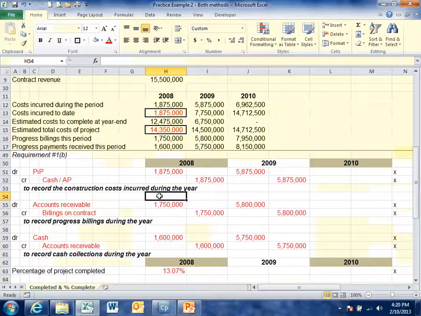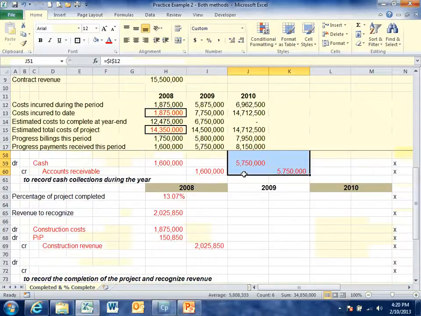The debits and credits never change. The only thing that's different is the amounts that were incurred for the year. Okay? But what I want to focus on is calculating the percentage of completion and the revenue recognition for 2009. Okay? So again, percentage of completion is total costs incurred to date divided by the estimated total cost of the project. So the total costs incurred to date in 2009, right?